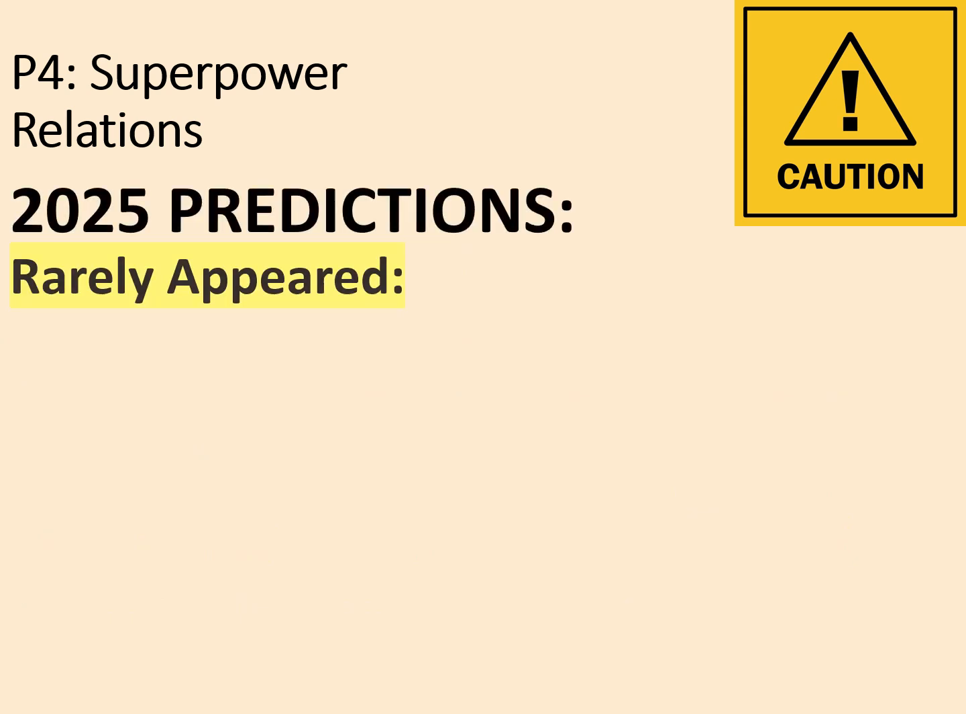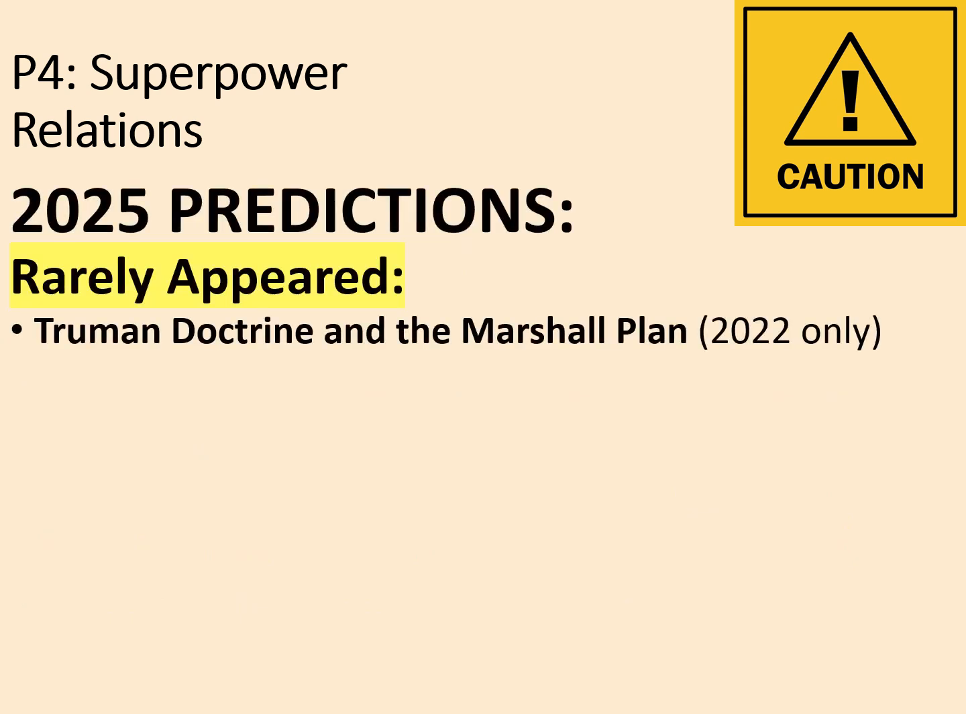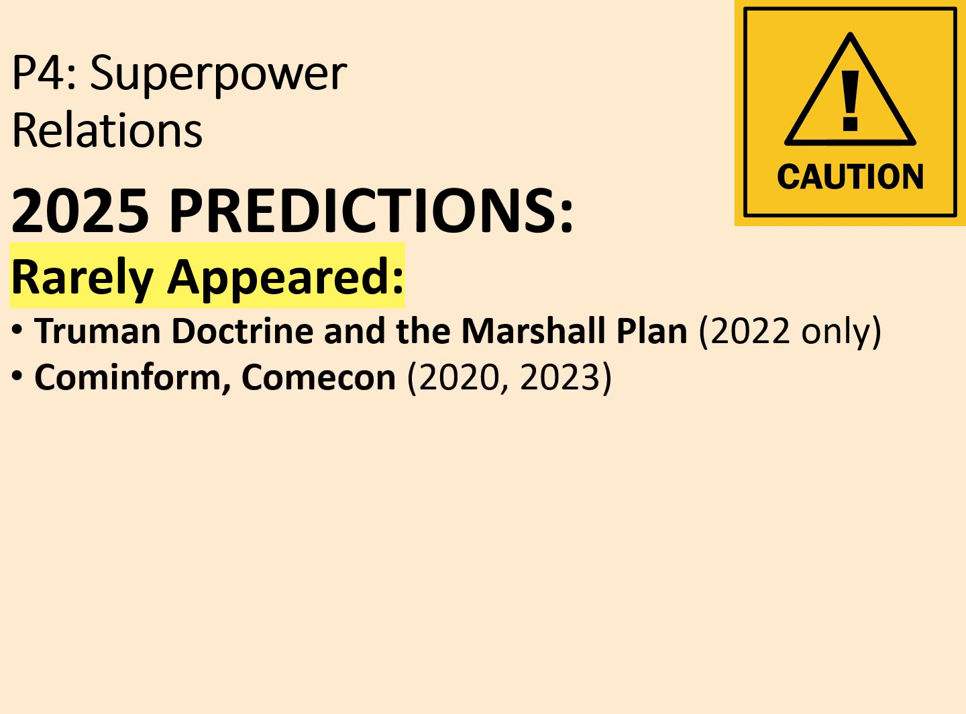These are the ones that have only rarely appeared. Truman Doctrine and the Marshall Plan. That's only appeared in 2022, which is maybe a bit surprising because this is a really big early part of this course. Could be a really good thing for you to revise if you're a bit unsure on it. In response to that, Cominform and Comecon. Now they've appeared in 2020, which was the exam very few people did, and 2023, which is quite recent, but I've just got a gut feeling about this one here. If there's something about the early development of the tensions between East and West, I can see this one coming up again.